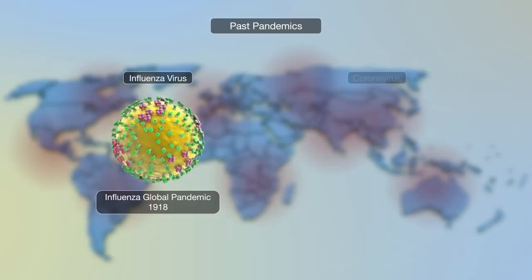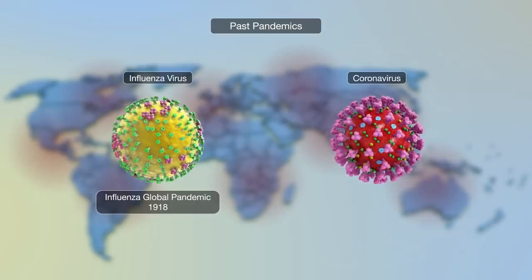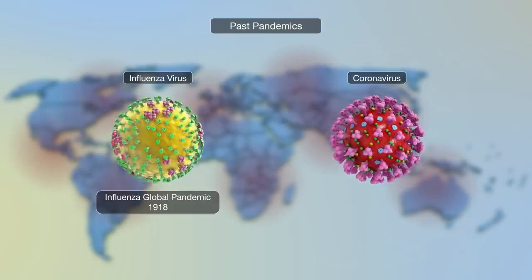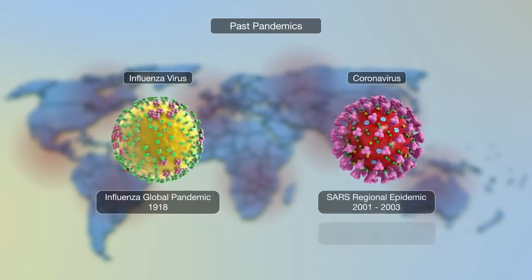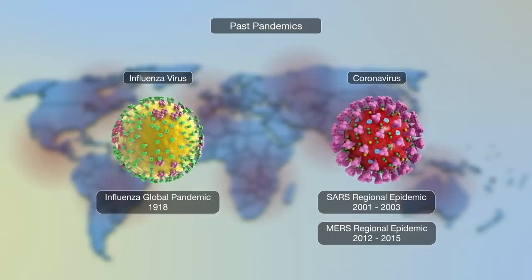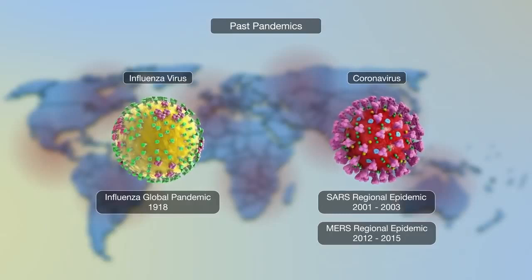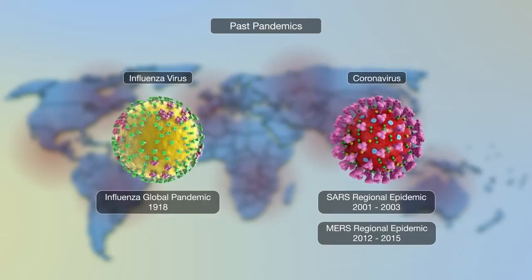While no global pandemic has been born from the family of coronavirus, 2 regional epidemics have resulted from this family of viruses. They include severe acute respiratory syndrome, or SARS, and Middle East respiratory syndrome, or MERS, in 2001 to 2003 and 2012 to 2015, respectively, and resulted in over 1,500 deaths.